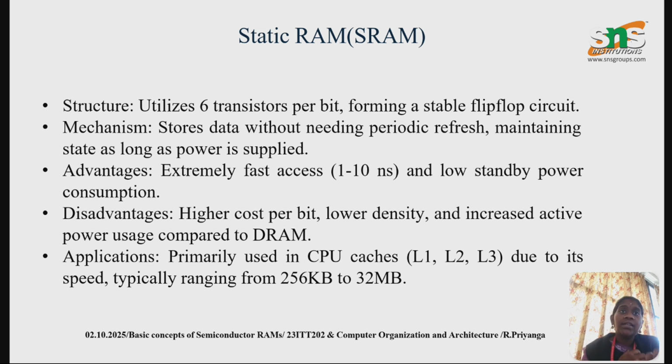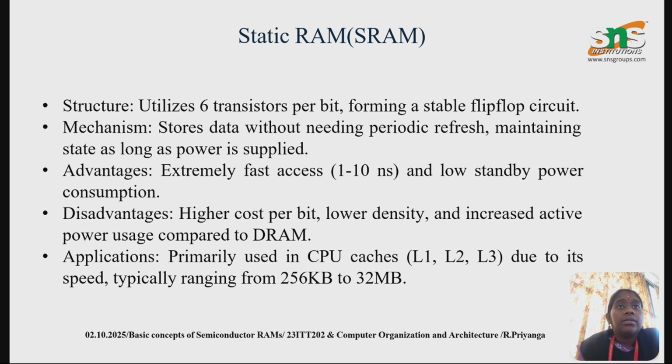Okay, what are the advantages? Very fast access time, typically 1 to 10 nanoseconds, low standby power consumption since it does not need any refresh cycles, and consistent performance because the access time is stable. Some disadvantages also there. Higher cost per bit because 6 transistors per bit takes more chip area. Lower density, which means you can store less data in the same space compared to DRAM. Higher active power consumption since more transistors switch during operation. Okay, what are the applications? L1 cache, L2 cache, L3 cache. Typical cache size ranges from 256 KB to 32 MB depending on the processor design.